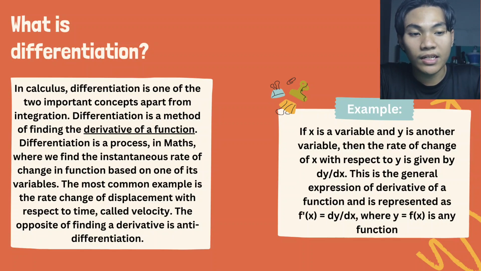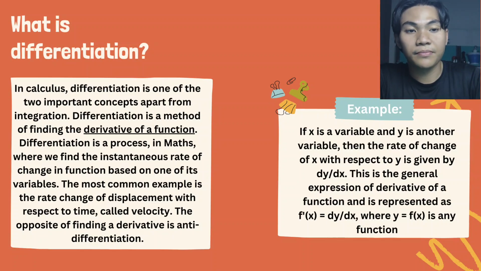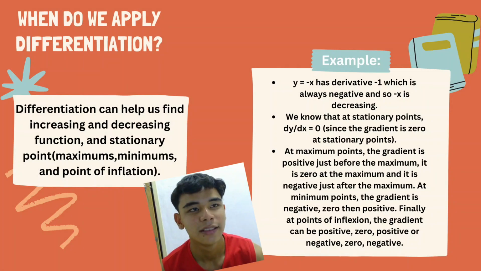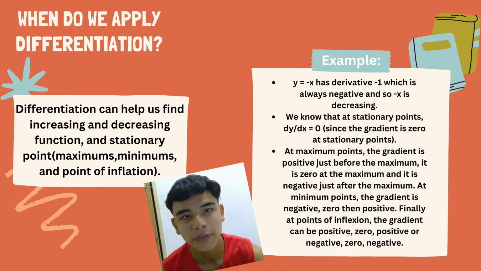The opposite of finding a derivative is anti-differentiation. When do we apply differentiation? Differentiation can help us find increasing and decreasing functions and stationary points, maximums, minimums, and points of inflection. For example, y equals negative x has derivative negative one, which is always negative, and so y is decreasing.